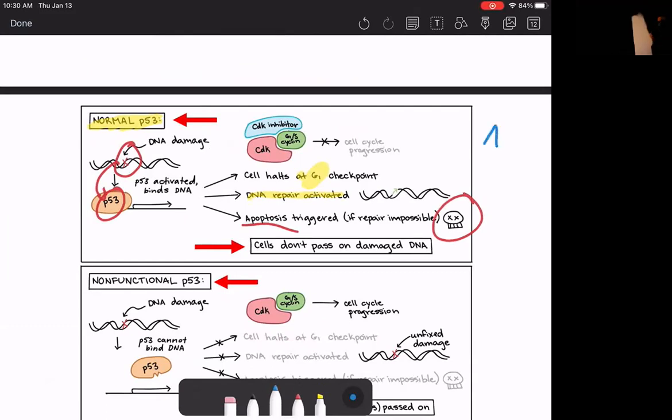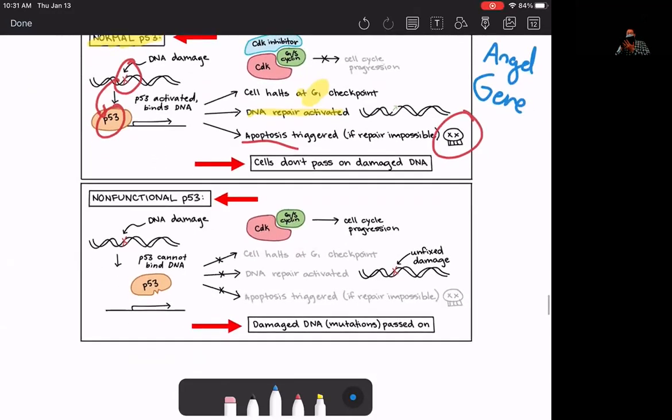We call this the angel gene because it is by far our best protector against sending off damaged cells. And that's why when you have a non-functional P53, all the damage in the world goes unchecked. There's very little stopping those checkpoints, and damage can accumulate and get worse and worse over time.